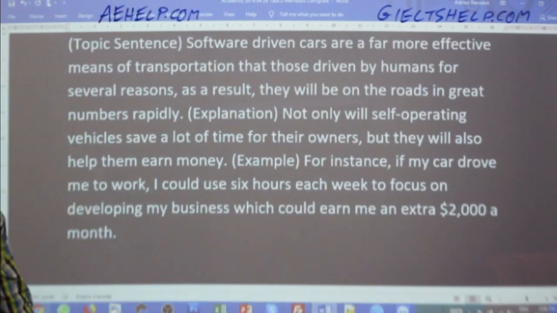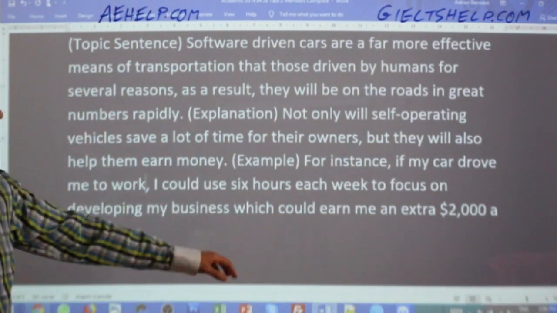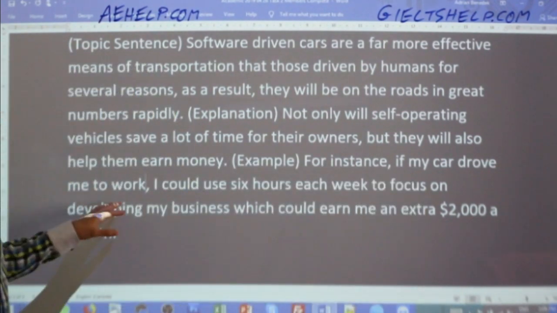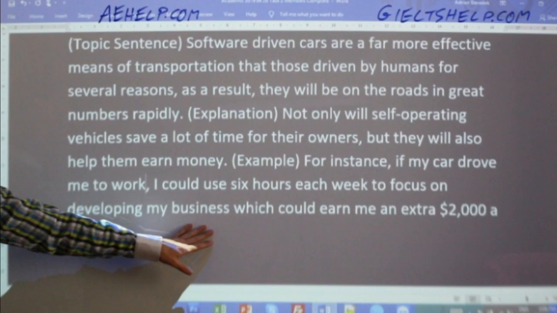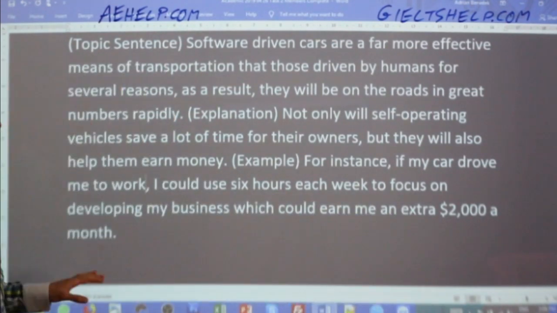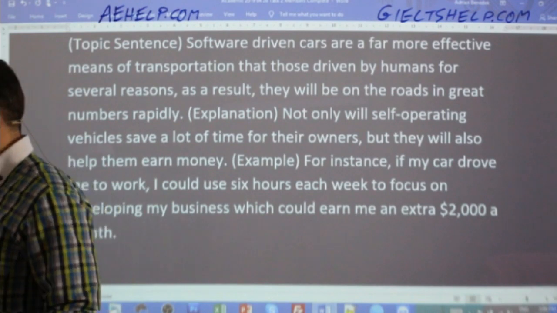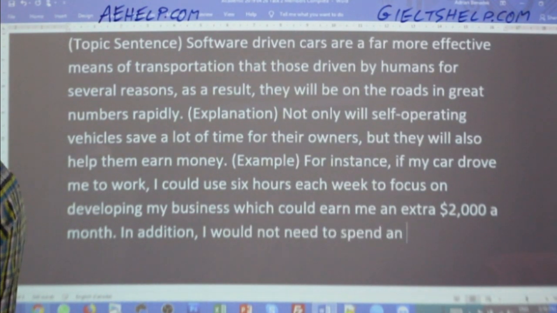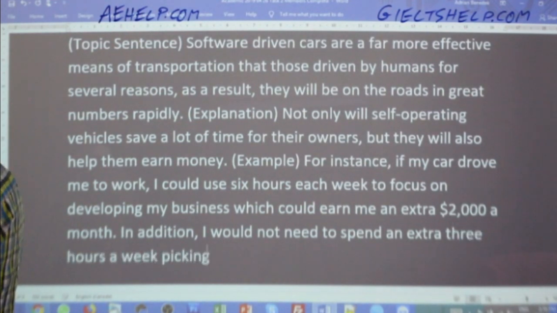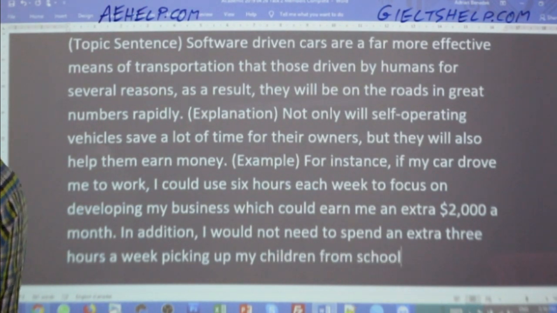So for instance, this is an interesting phrase that we'll be using in the future. For instance, if my car drove me to work, I could use 6 hours each week to focus on developing my business, which could earn me an extra $2,000 a month. Okay? In addition, I would not need to spend an extra 3 hours a week picking up my children from school, so I could invest this time elsewhere.